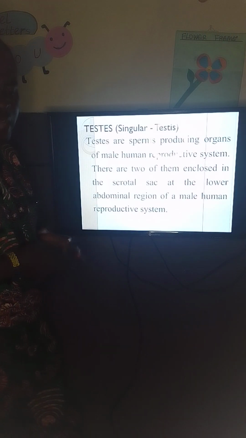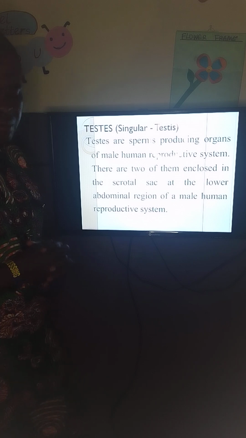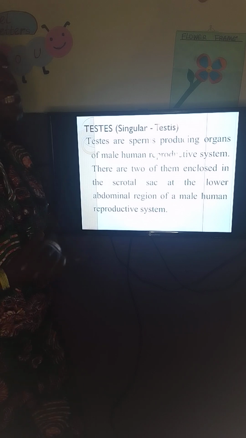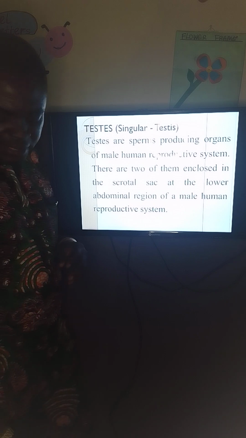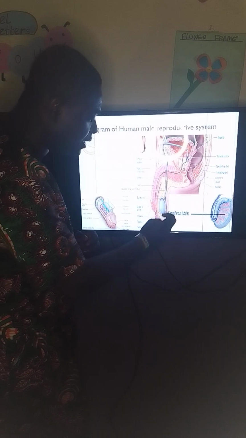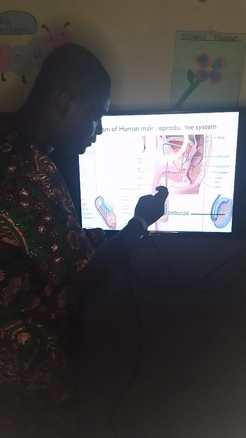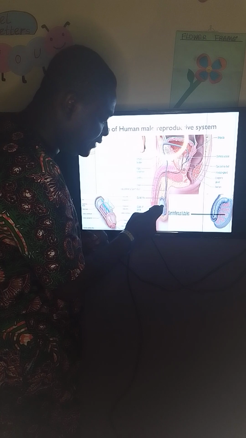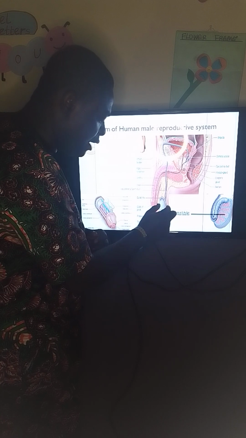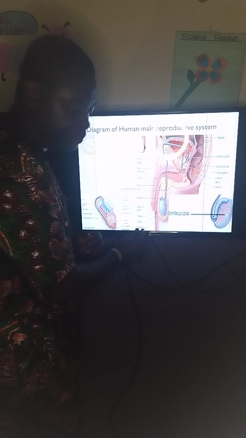Before that question, I may also tell you that the testes are located inside a sac, and the name of that sac is called the scrotal sac. Both the testes and the scrotal sac are collectively called what? Scrotum. They are collectively called scrotum.